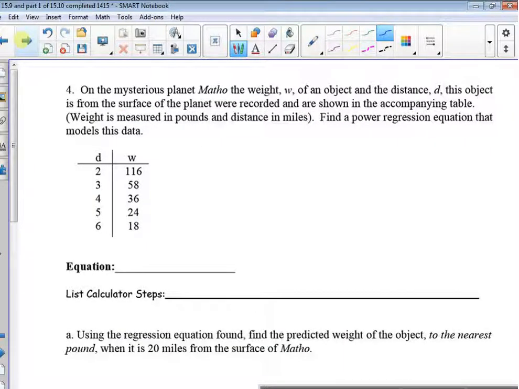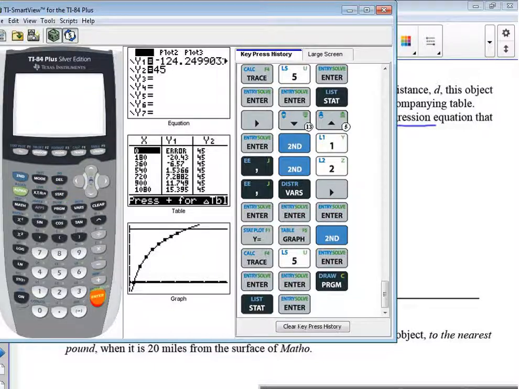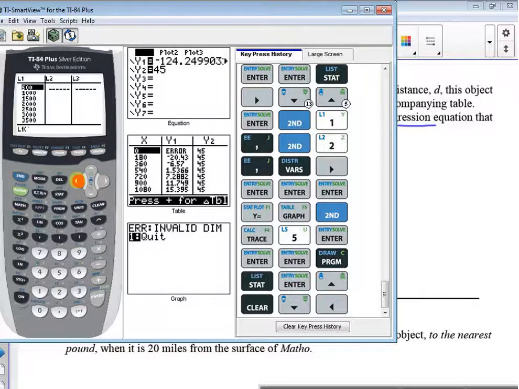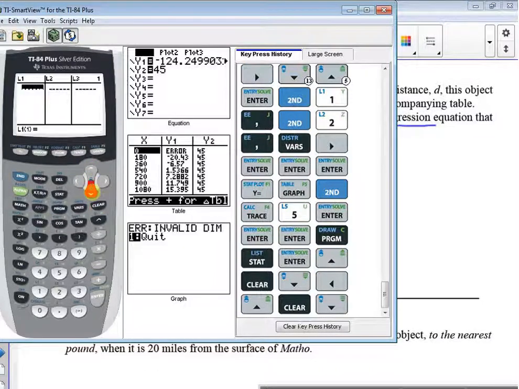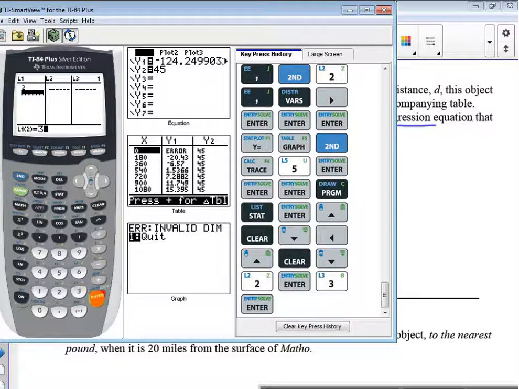Last one. On the mysterious planet Matho, the weight W of an object and the distance d this object is from the surface of the planet were recorded and are shown in the accompanying table. So this is going to be L1 and L2, x and y. Weight is measured in pounds and distance in miles. Find a power regression. So now we need to go find a power regression equation. So go back to stat and edit again. And 2, 3, 4, 5, 6.